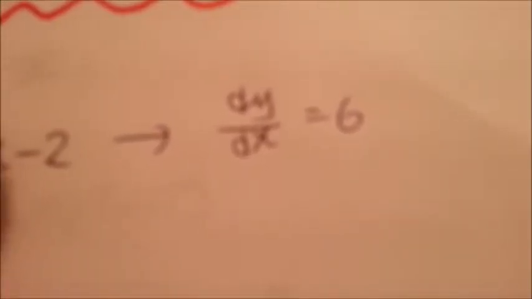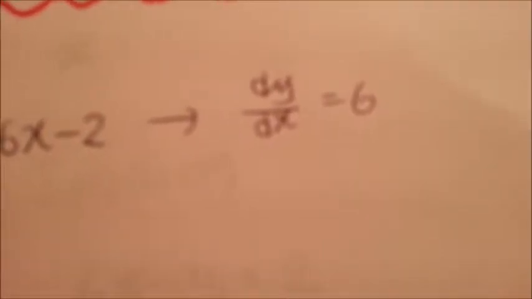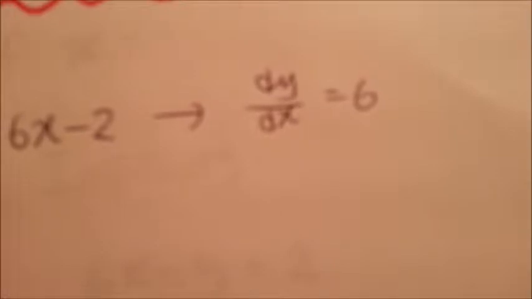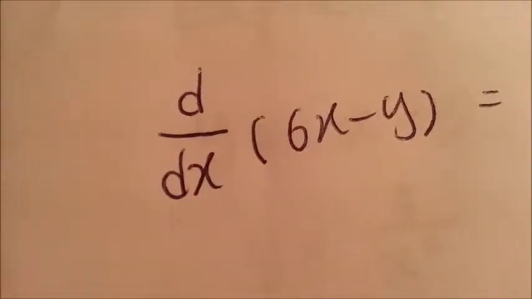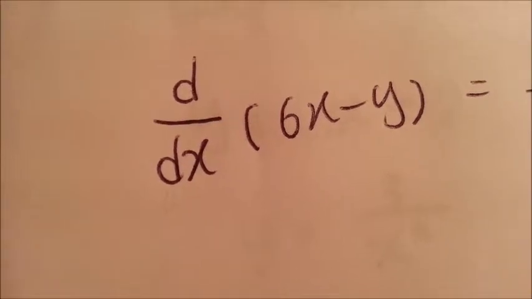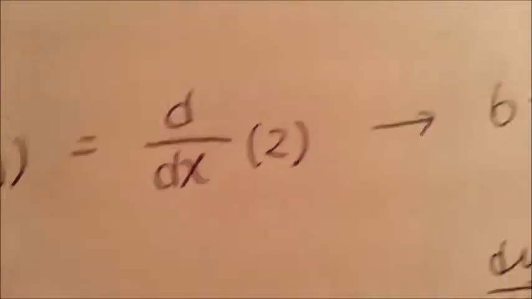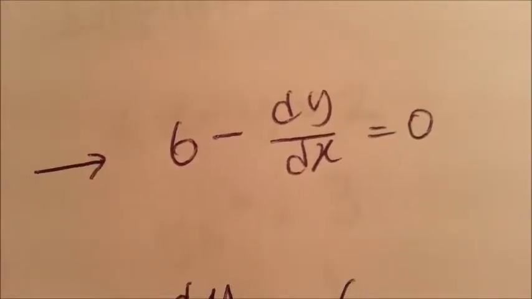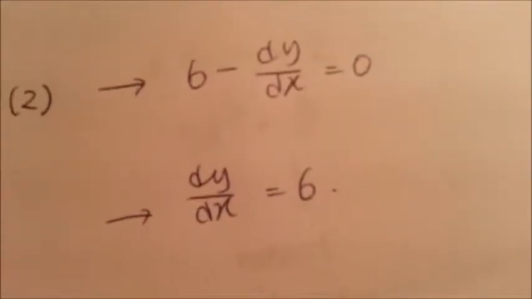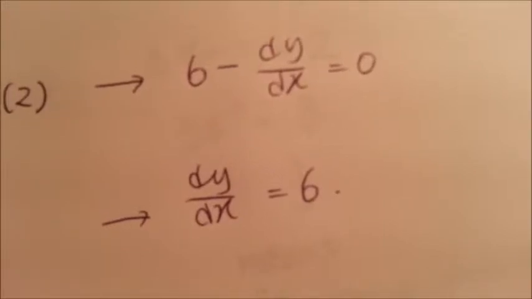Now let's find dy over dx for the above implicitly defined function without first solving for y. To do this, we think of y as a function of x, and we take the derivative of both sides of the equation with respect to x and use the chain rule. d over dx of (6x minus y) equals d over dx of 2, 6 minus dy over dx equals 0, dy over dx equals 6.